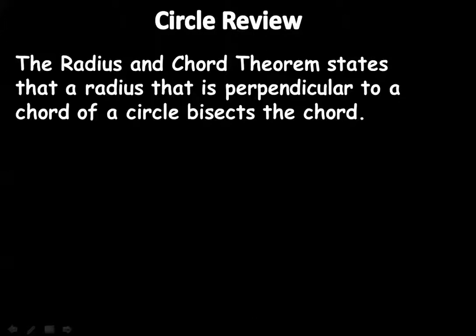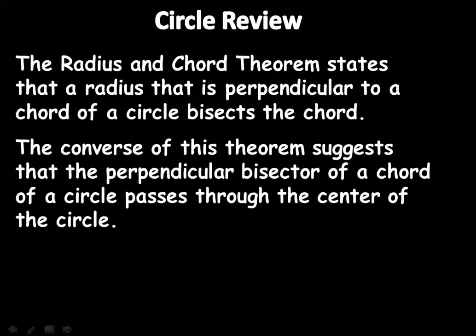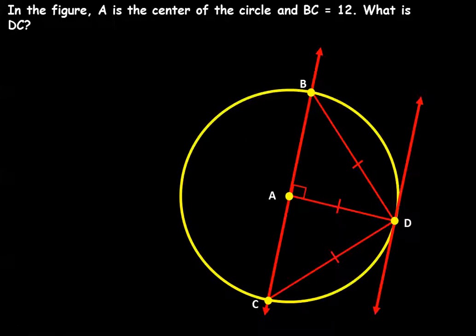To start with, we know that the radius and chord theorem states that a radius that is perpendicular to a chord of a circle bisects the chord. And we also know that the converse of this theorem suggests that the perpendicular bisector of a chord of a circle passes through the center of a circle.